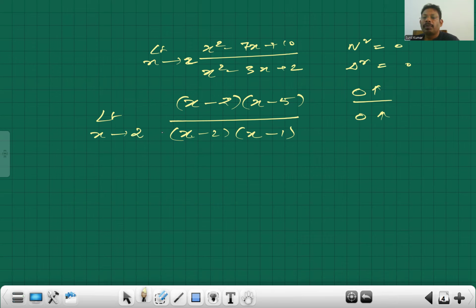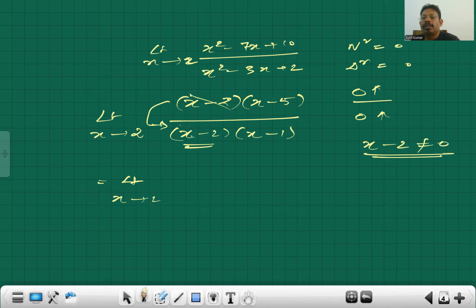Here x approaching 2 means this x minus 2 never becomes 0. That is the main concept in this. So that is why these two terms get cancelled. What will remain in the next step? Limit x approaching 2, x minus 5 by x minus 1.